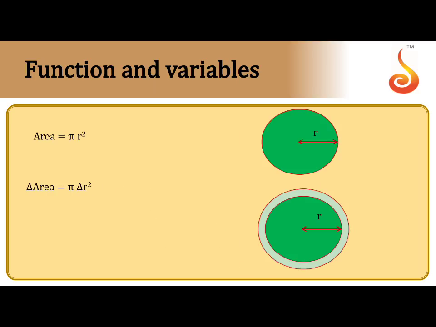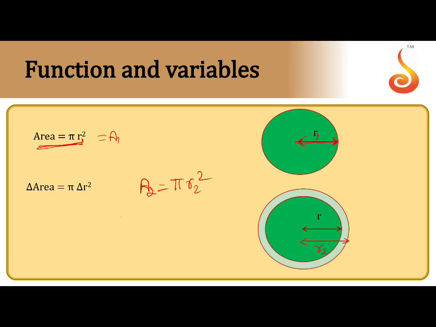I'll give you one more example. Area of the circle, pi r square. R is the radius of the circle. Suppose I increase the radius of the circle to R2. If this is R1, the area is A1. So the new area A2 is equal to pi R2 square.